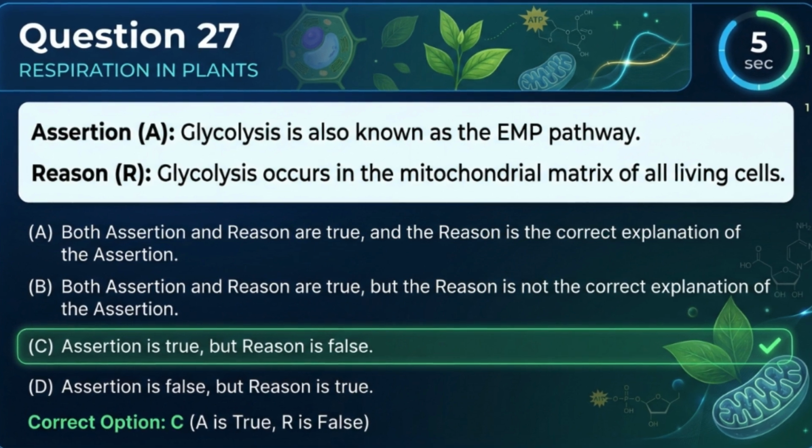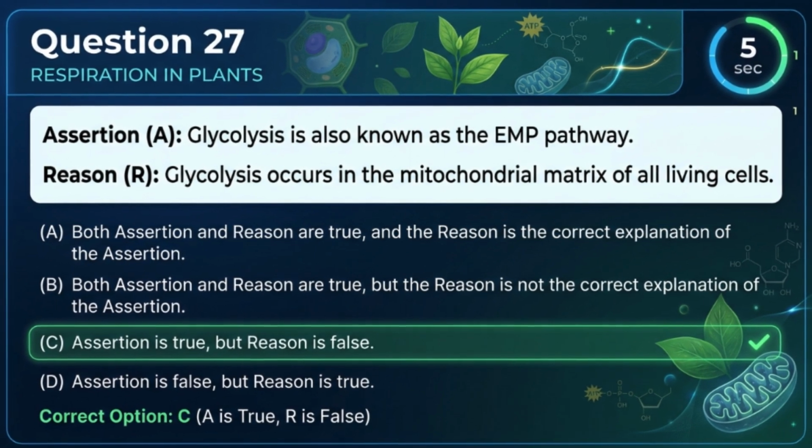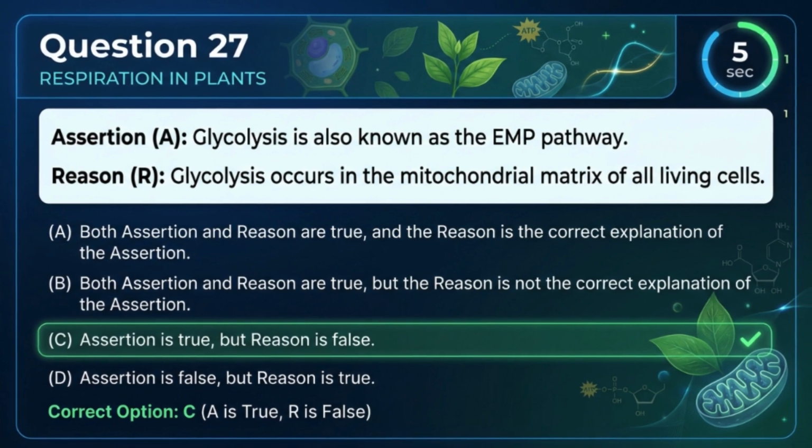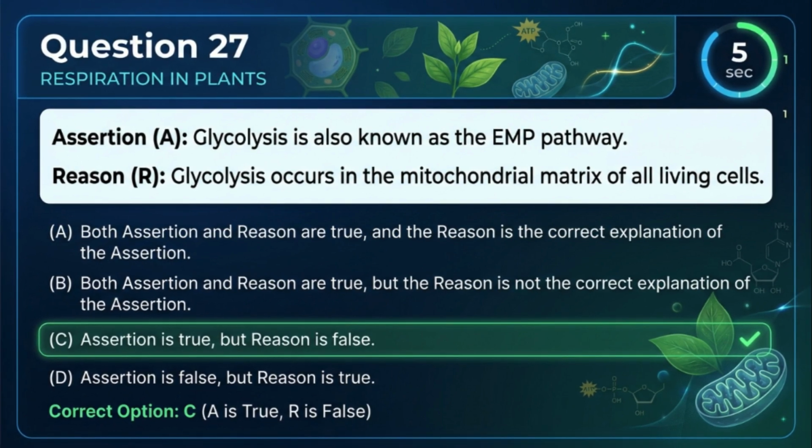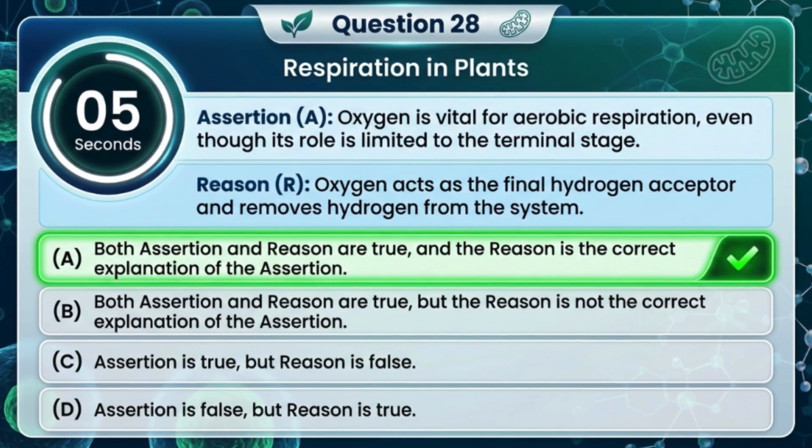Question 27. Respiration in plants. Assertion A. Glycolysis is also known as the EMP pathway. Reason R. Glycolysis occurs in the mitochondrial matrix of all living cells. 3, 2, 1. Glycolysis is called the EMP pathway, which is true. But the reason says it occurs in the mitochondrial matrix. That is false. It occurs in the cytoplasm. Option is C.